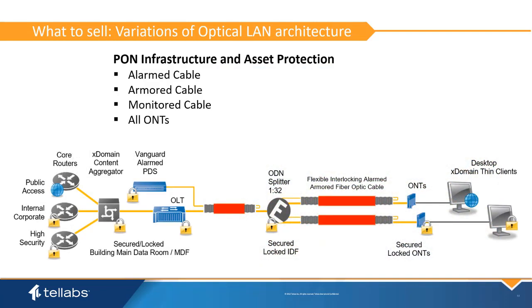Infrastructure and asset protection is where you have alarmed, armored, and 24/7 monitored cable for the highest defensibility of the LAN and most secure. Best of all, you can mix and match these architectures across a campus and throughout a building.